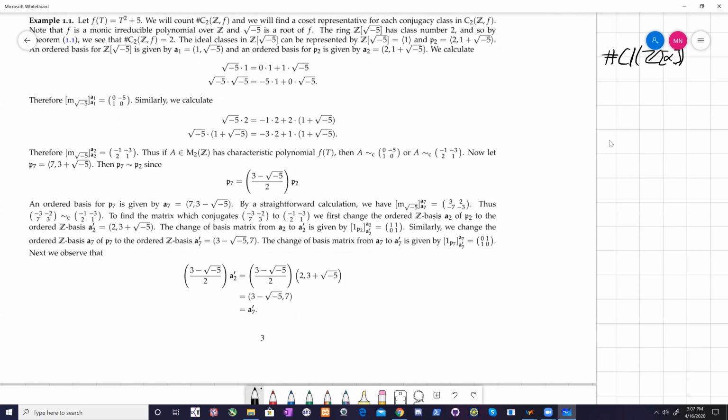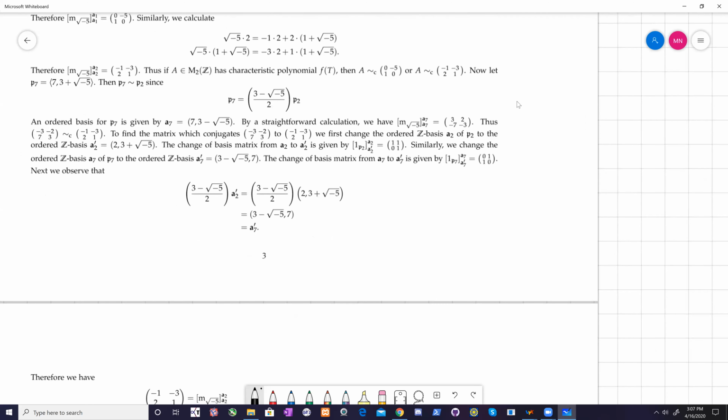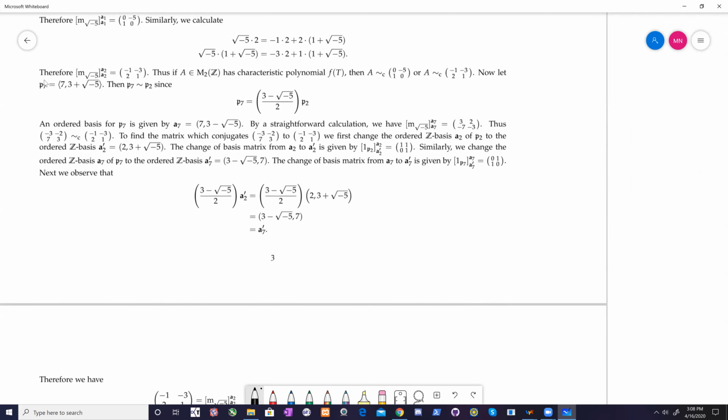So now let P7 be this prime ideal here. So it's 7, 3 plus square root negative 5. This is the prime ideal in Z[square root negative 5] which sits over 7. It turns out that P7 is equivalent to P2, and you can see this by this relation here. P7 is equal to (3 minus square root negative 5) over 2 times P2.